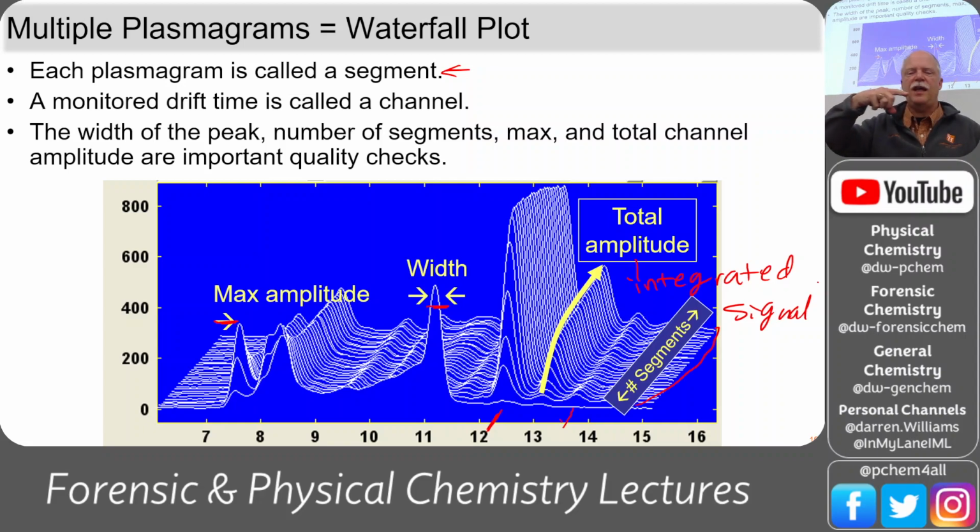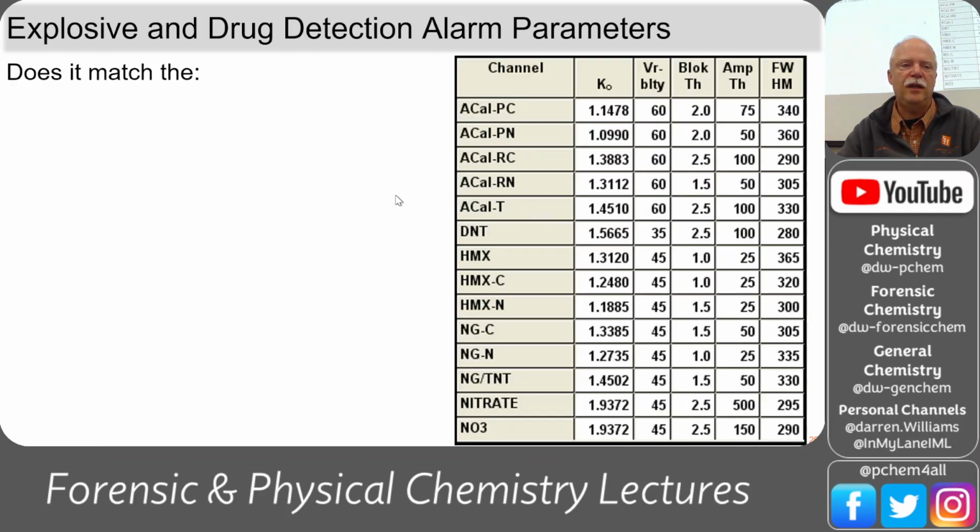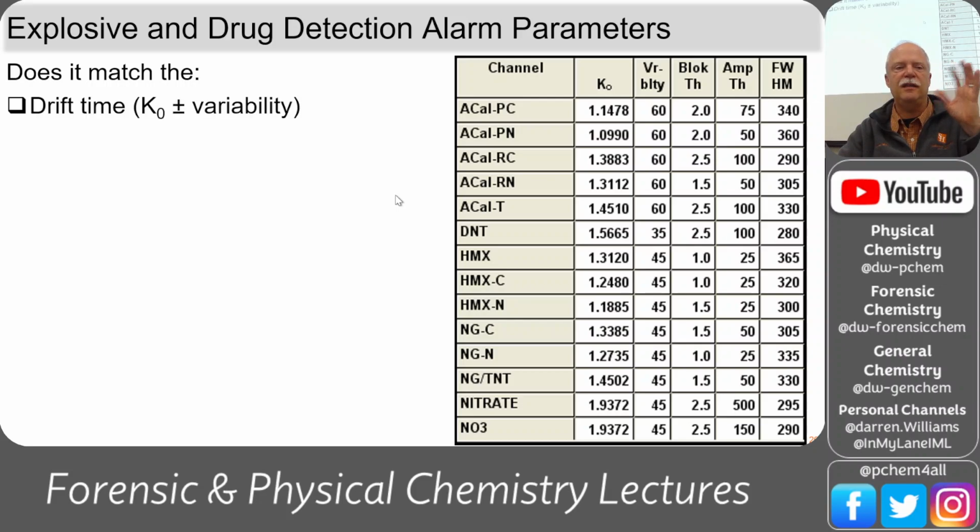Right? You wouldn't want to just have a blip, like one single plasmagram. That would be less reliable than multiple plasmagrams. So the integral signal would be important too. So you have these quality control criteria. So your software asks, does it match the drift time? So is it the correct channel?